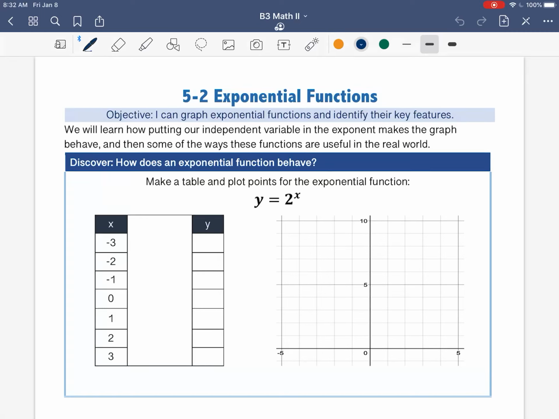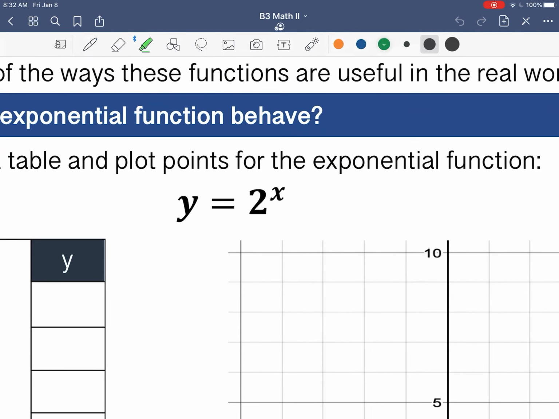Alright, in this lesson we'll be talking about exponential functions and some of the applications for exponential functions in the real world. Exponential functions are anything with a variable in the exponent. So this right here classifies this as an exponential function.